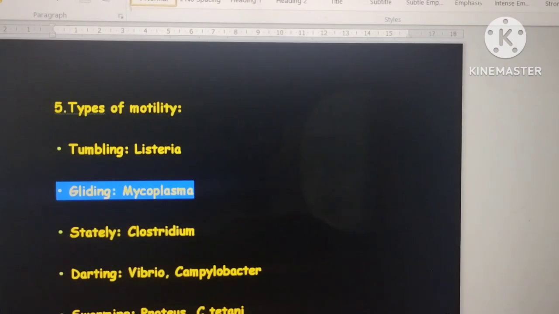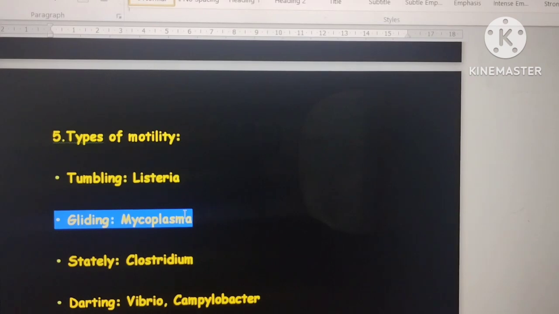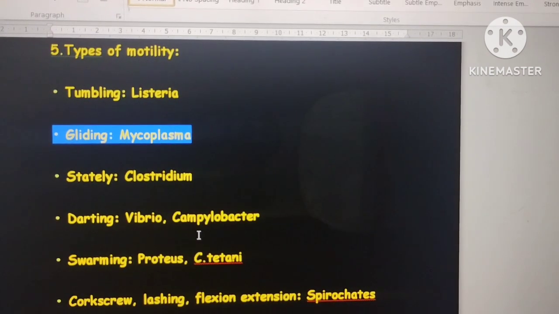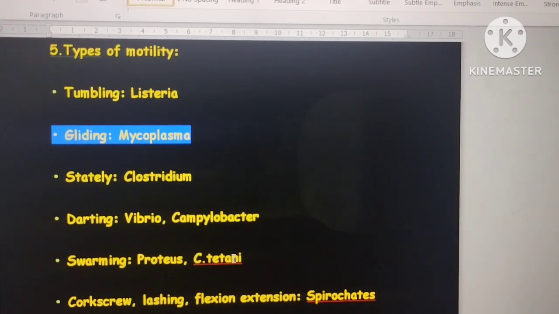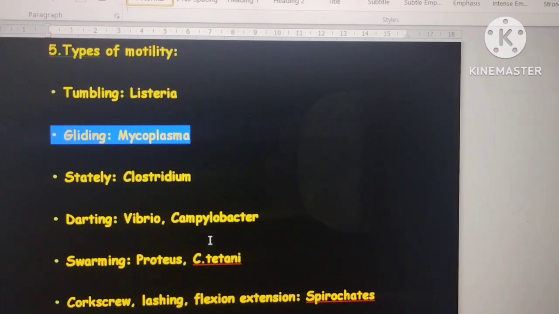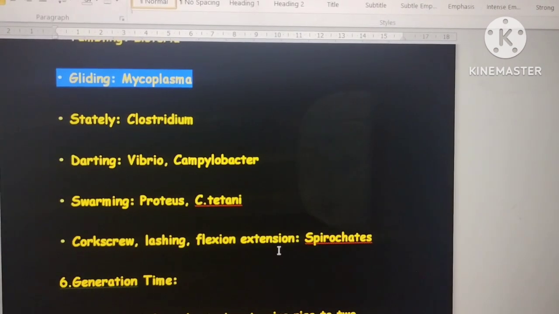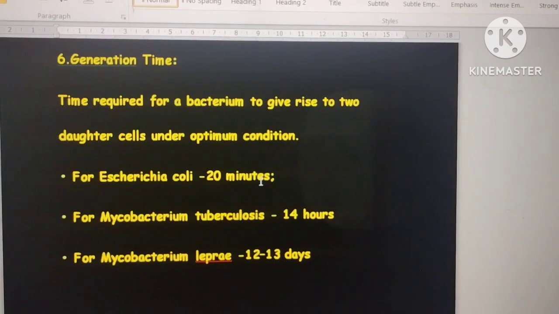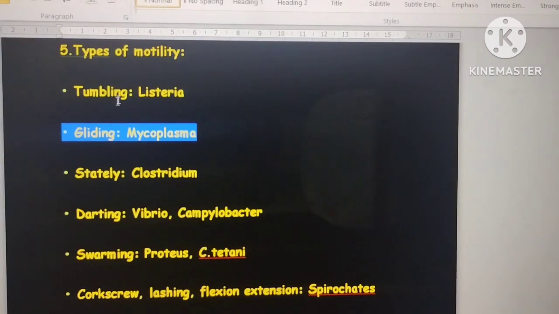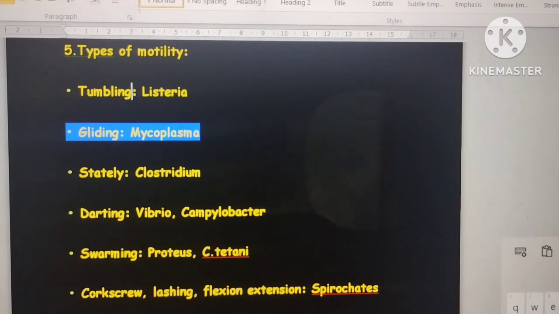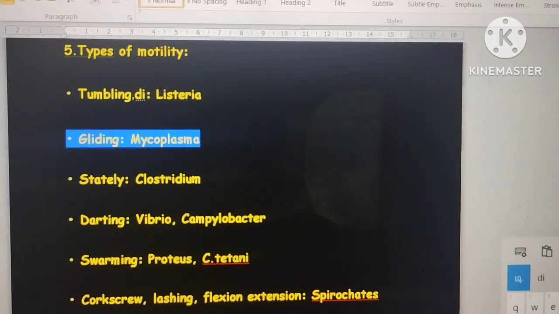The next point is the types of motility. Always remember that tumbling motility is present in Listeria, gliding motility in Mycoplasma, and stately motility in Clostridium. Darting motility is by Vibrio and Campylobacter, swarming by Proteus and Clostridium tetani, and corkscrew, lashing and flexion-extension by spirochetes. Friends, one more point: they can either give tumbling motility or differential motility, whichever. Listeria shows both tumbling and differential motility, so you should remember both terms.